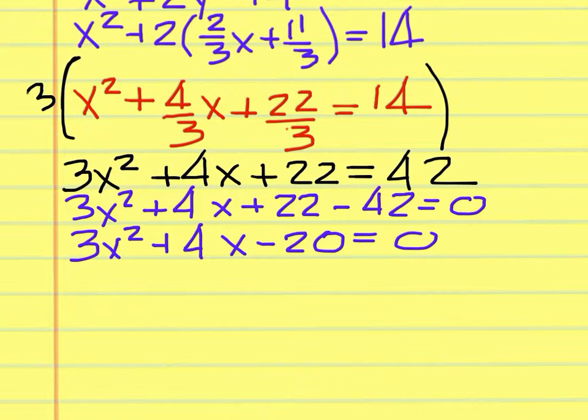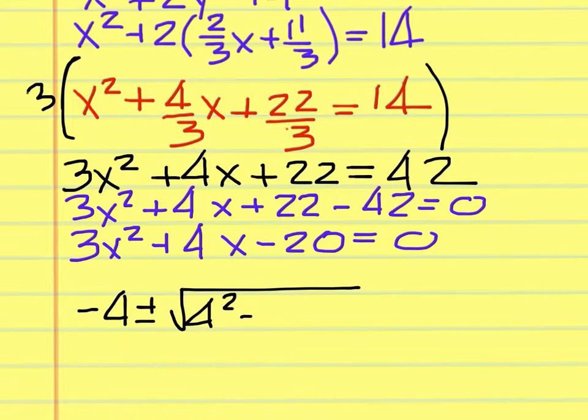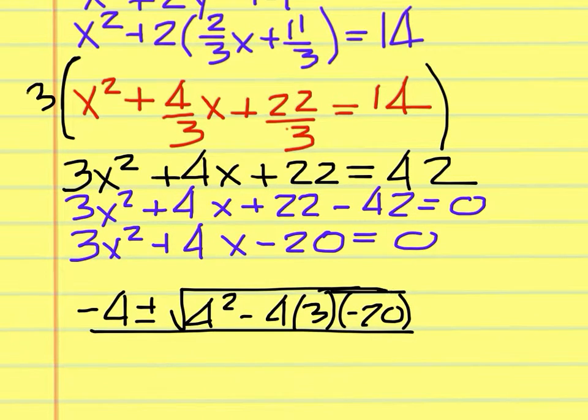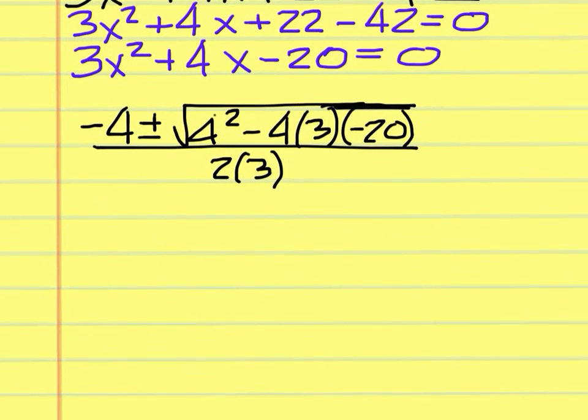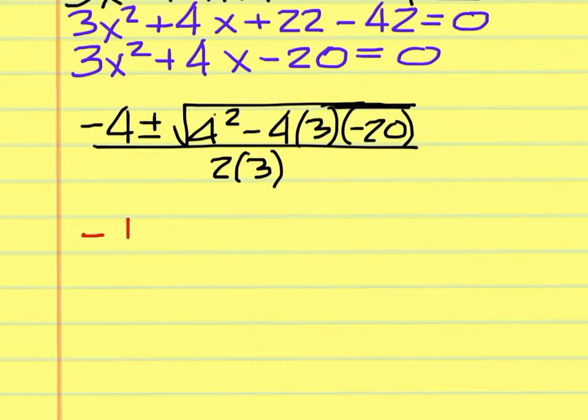And I can do the quadratic formula to solve for this to get a negative 4 plus or minus the square root of 4 squared minus 4 times 3 times a negative 20. All of that is going to be over 2 times 3. So simplify to get a negative 4 plus or minus. This is going to be 16.